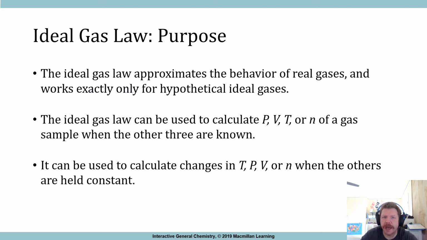Okay, so the ideal gas law approximates the behavior of real gases, and this is a term that's important, real gases, and works exactly only for hypothetical ideal gases. The ideal gas law can be used to calculate P, V, T, or n of a gas sample when the other three values are known. So you can solve for n if you know P, V, and T. You can solve for T if you know P, V, and n.